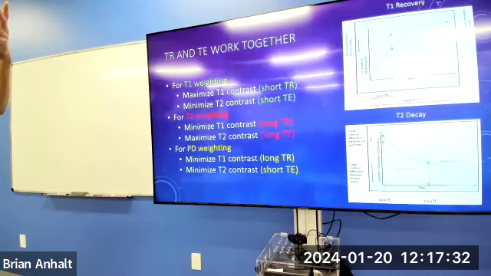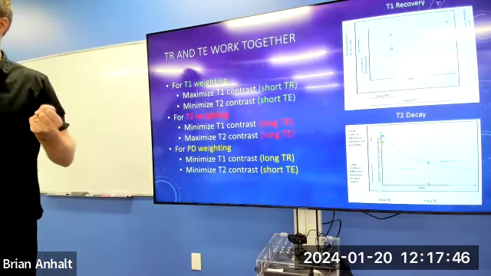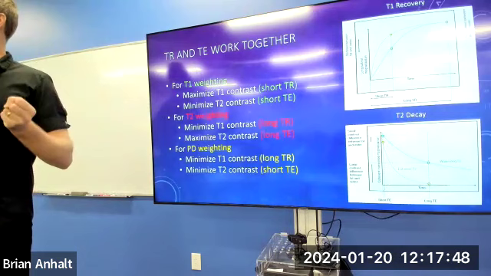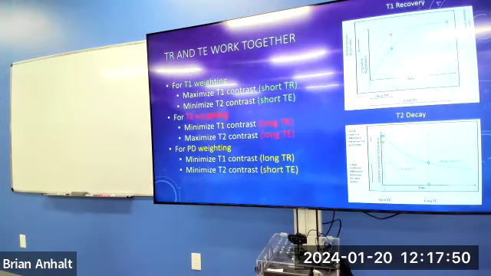TE. How do I get T2 weighted images? Or how do I enhance T2 weighting? Long TE, right? We'll talk about the ranges in a little bit here, but that long TE is going to allow for tissues with short T2 times to decay. Are they going to produce signal or not? In the long TE, tissues with short T2 times are going to look what? Bright or dark?